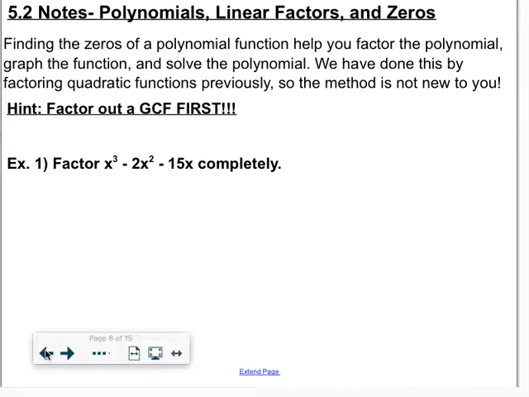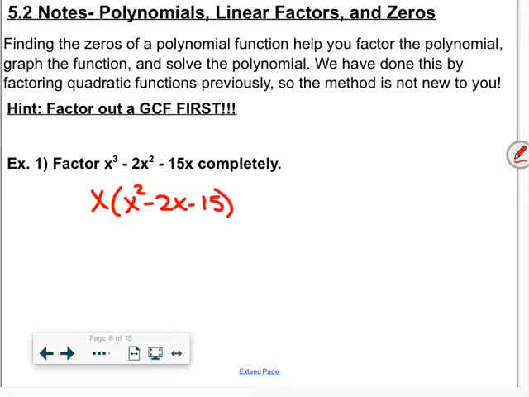So if you look at example 1, it says factor x cubed minus 2x squared minus 15x completely. So, Sophia, what's step 1 in factoring? Find it or look for the GCF. Look for the GCF. So, Chris, what's the GCF on this one? What do they all have? They all have an x. So then I'm going to factor that out.